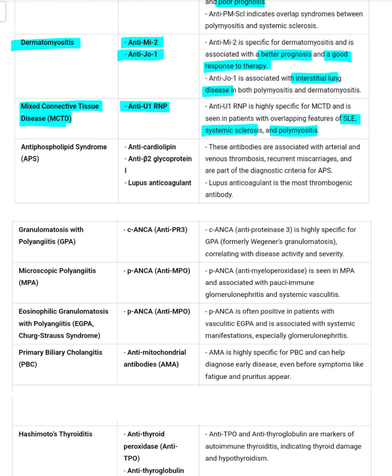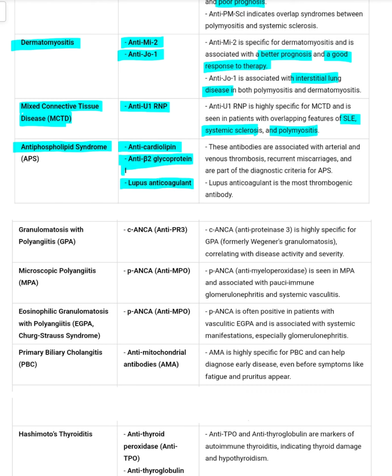Next is APLA, that is antiphospholipid syndrome. It can be primary or secondary with SLE, or catastrophic APLA. So what antibodies do we get? Anti-cardiolipin, anti-beta 2 glycoprotein 1 antibody, and lupus anticoagulant.